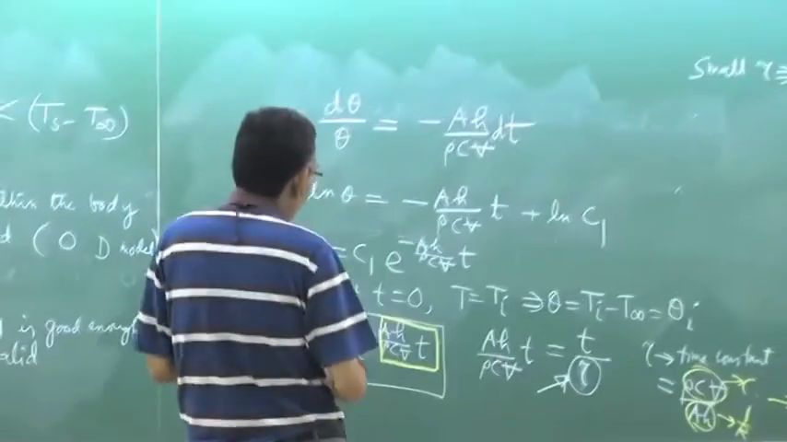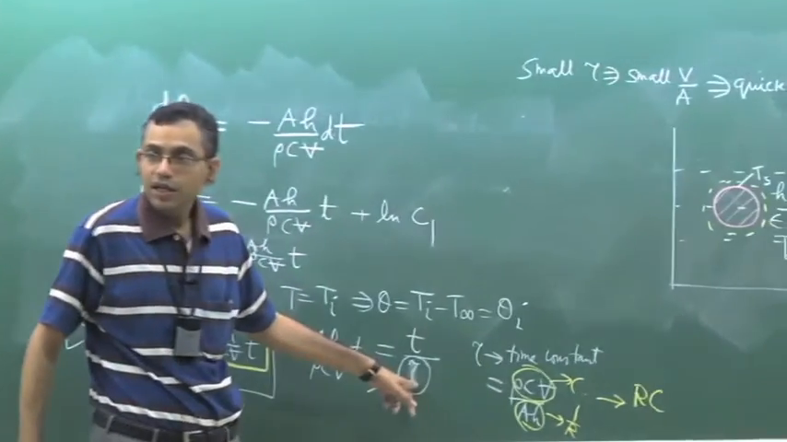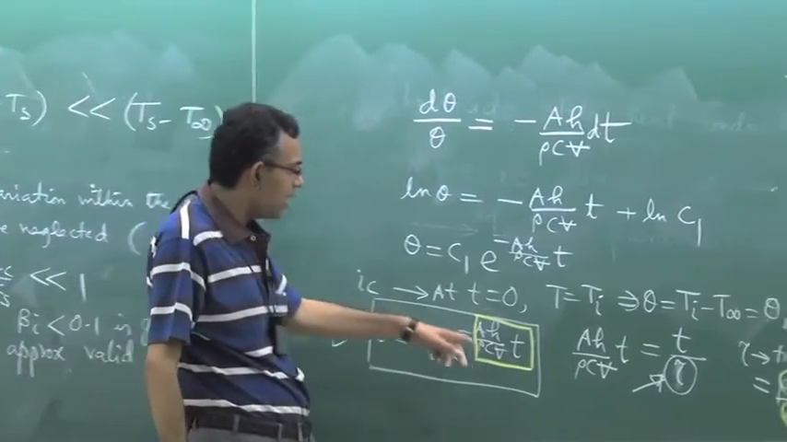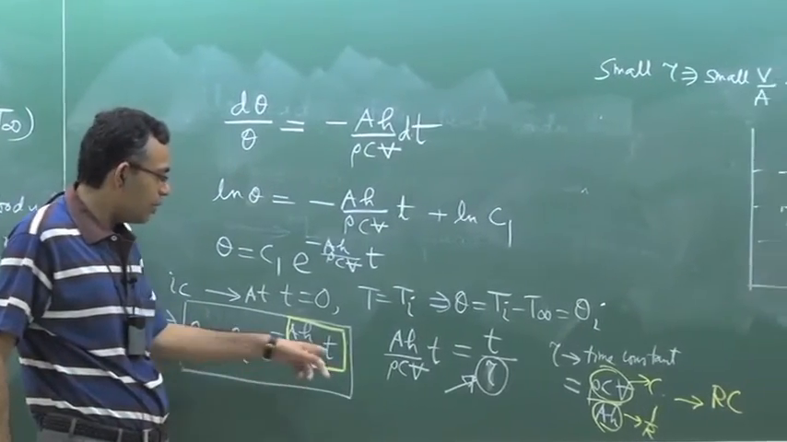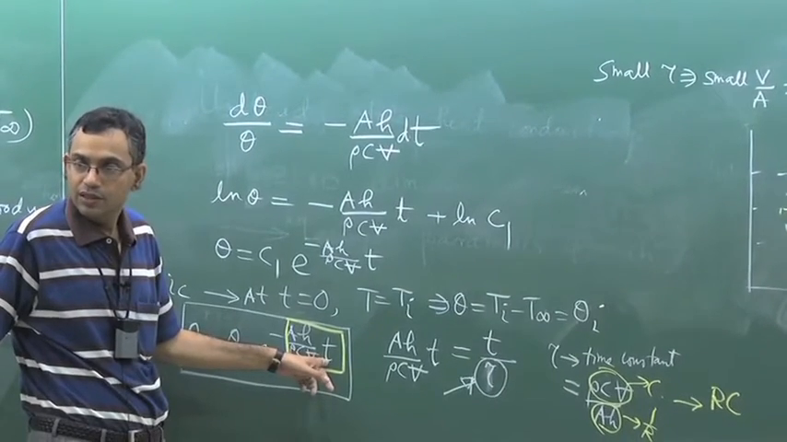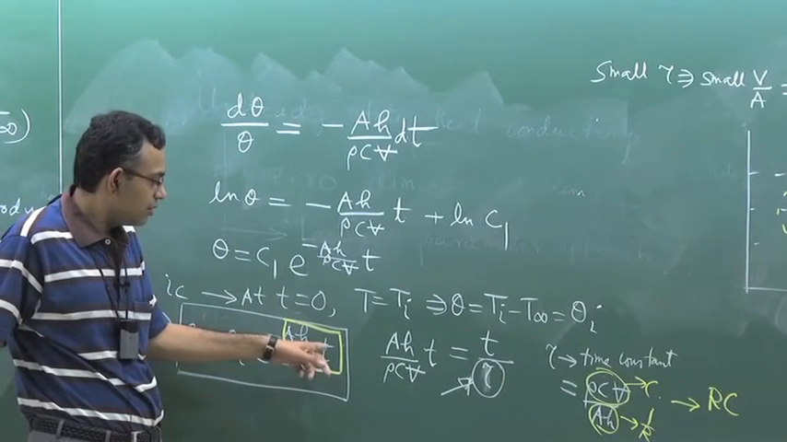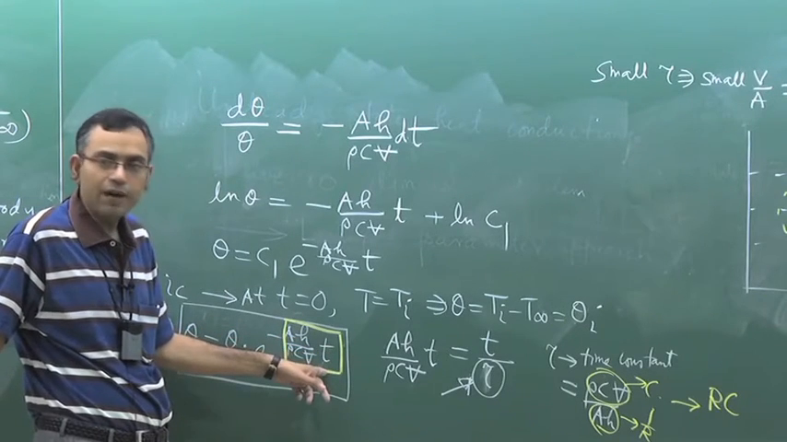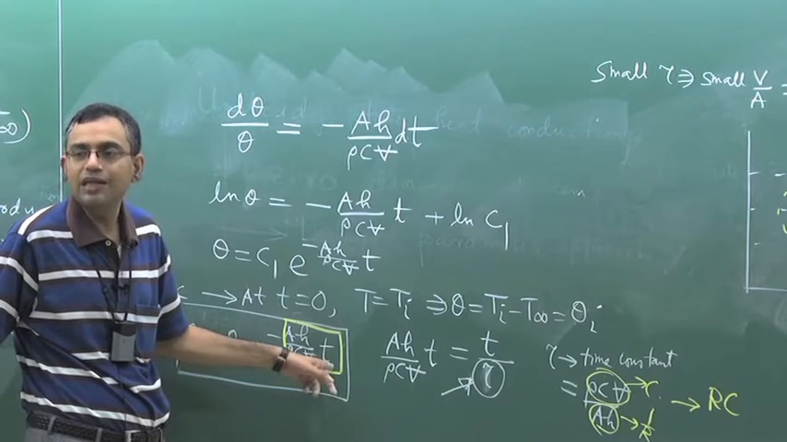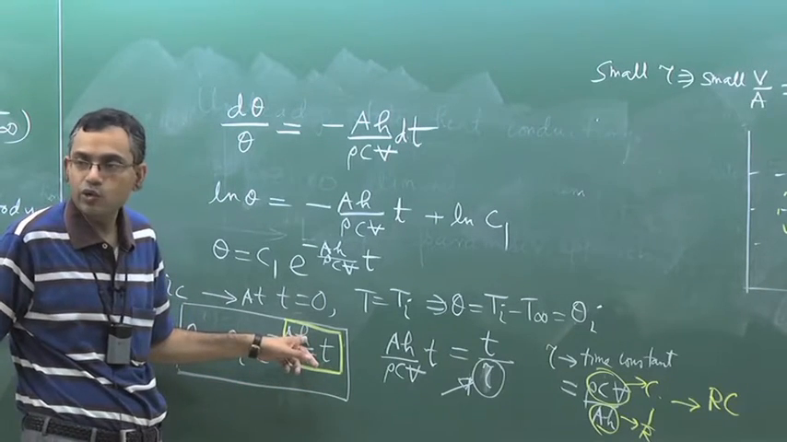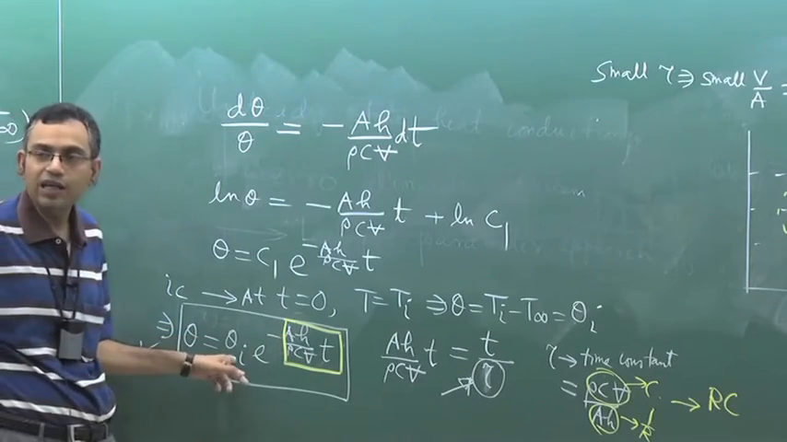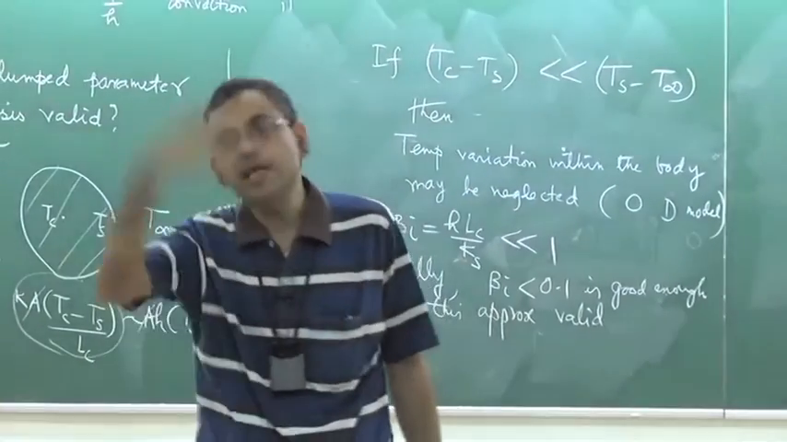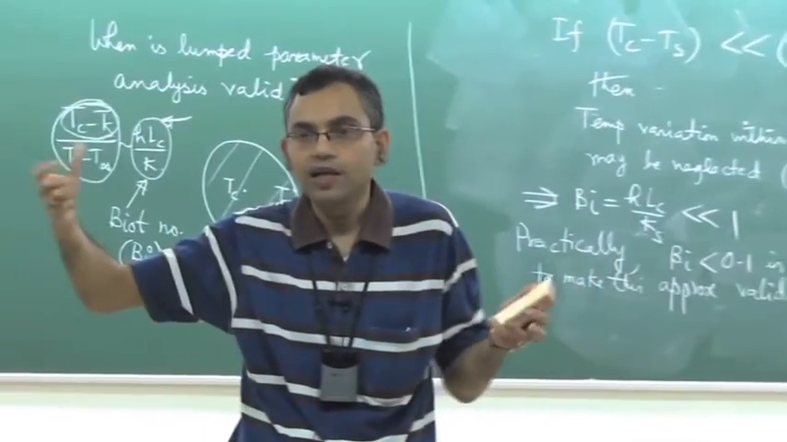On the other hand, if tau is large, then what will happen? If tau is large, then for a short time it will be what? e to the power 0, right. If tau is large, then a short time divided by a large time is a small number, so that means it will tend to 0. So e to the power 0 will tend to 1. That means theta will tend to theta i. That means the temperature of the solid will remain the same as the initial temperature even for a substantial time. The change will be slow.